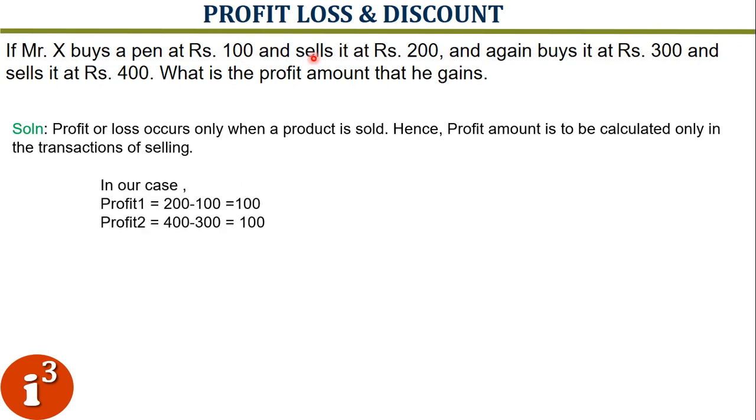So in our first transaction of selling, it was sold at 200 and purchased at 100. So profit is 200 minus 100. And in the second transaction, again 400 was the selling price, and 300 the price at which it was purchased. So 400 minus 300 is again 100. So total profit is 100 plus 100, which is 200. Okay, so remember that profit or loss occurs only when a product is sold.